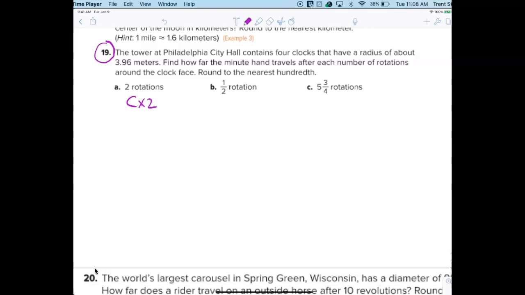If somebody says a half a rotation, does everybody understand that's just half of the circumference? If I say we go 2 rotations, that means we're just going what? Yeah, the circumference times 2. Is everybody okay with that now?